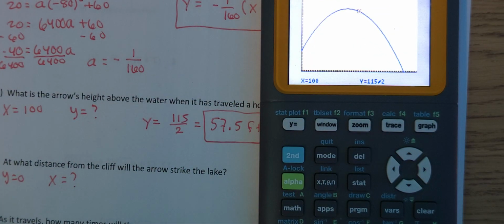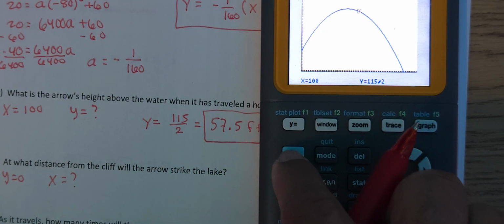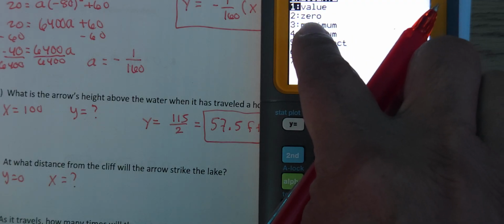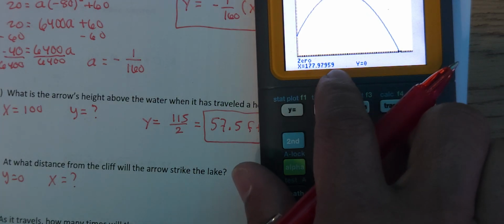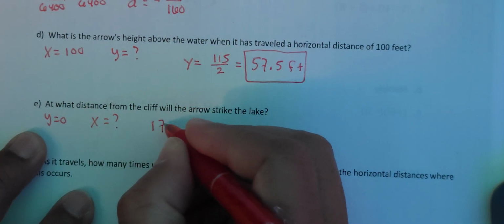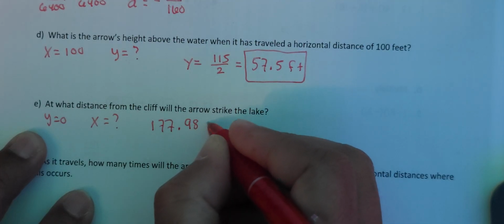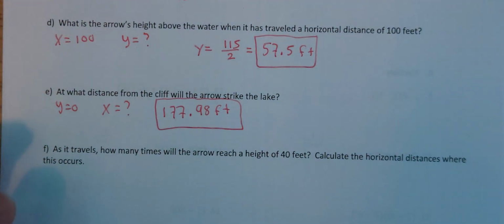Okay, so I'm going to go to the graph again, and I see that when y is equal to 0, I can use, again, second trace. I want the zero, so I'm going to press 2, and it says left bound, so before the graph crosses the x-axis. I should have left some negative values here, but I hope we can do this. Let's say above the x-axis, then get below it. That should be below enough. And it says that x is 177.9795. So I'm going to round this to 177.98 feet, which is approximately 178 feet. Okay, so that's the answer to part E.